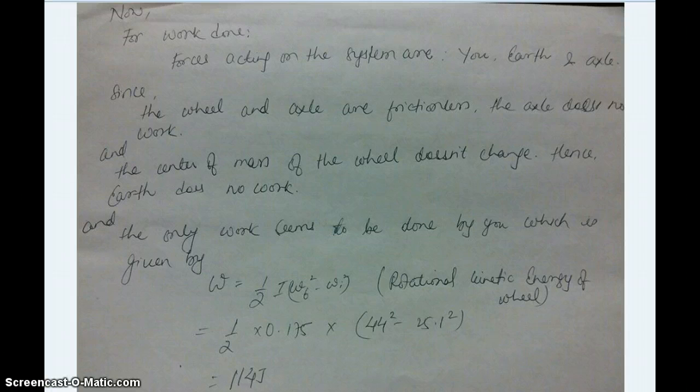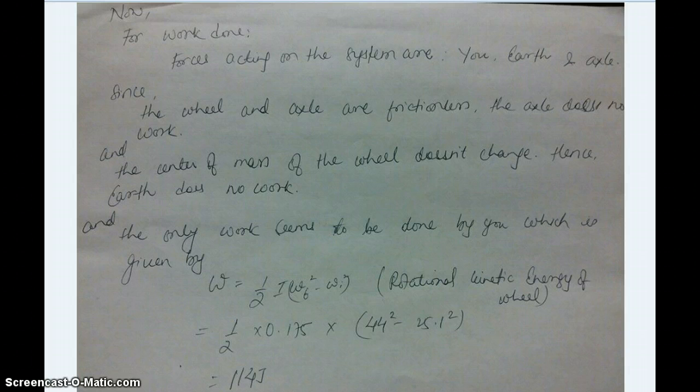Since we were given at the beginning of the question that the wheel and the axle are frictionless, the axle doesn't do any work. And then we also noticed that throughout the period of solving this problem, the center of mass of the wheel doesn't change, hence the earth has done no work too. And then we had derived the work done before, which is W equals half I times omega final squared minus omega initial squared. Now, that actually is the work done by us or you or whoever pulls on the string.